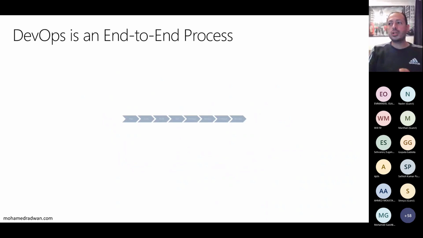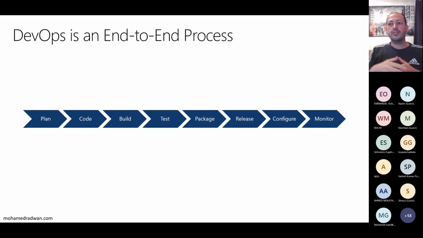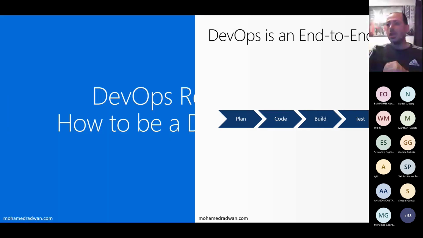This is when we look at all the disciplines in DevOps: plan, code, build, test, package, release, configuration, and monitor. This is all the area of DevOps. And when we think about DevOps, we need to think about all these disciplines and the practices and principles inside each discipline. So this is what we call DevOps. It is not only one area or one discipline or automation. It is a complete end-to-end. And this is what we are going to cover today.